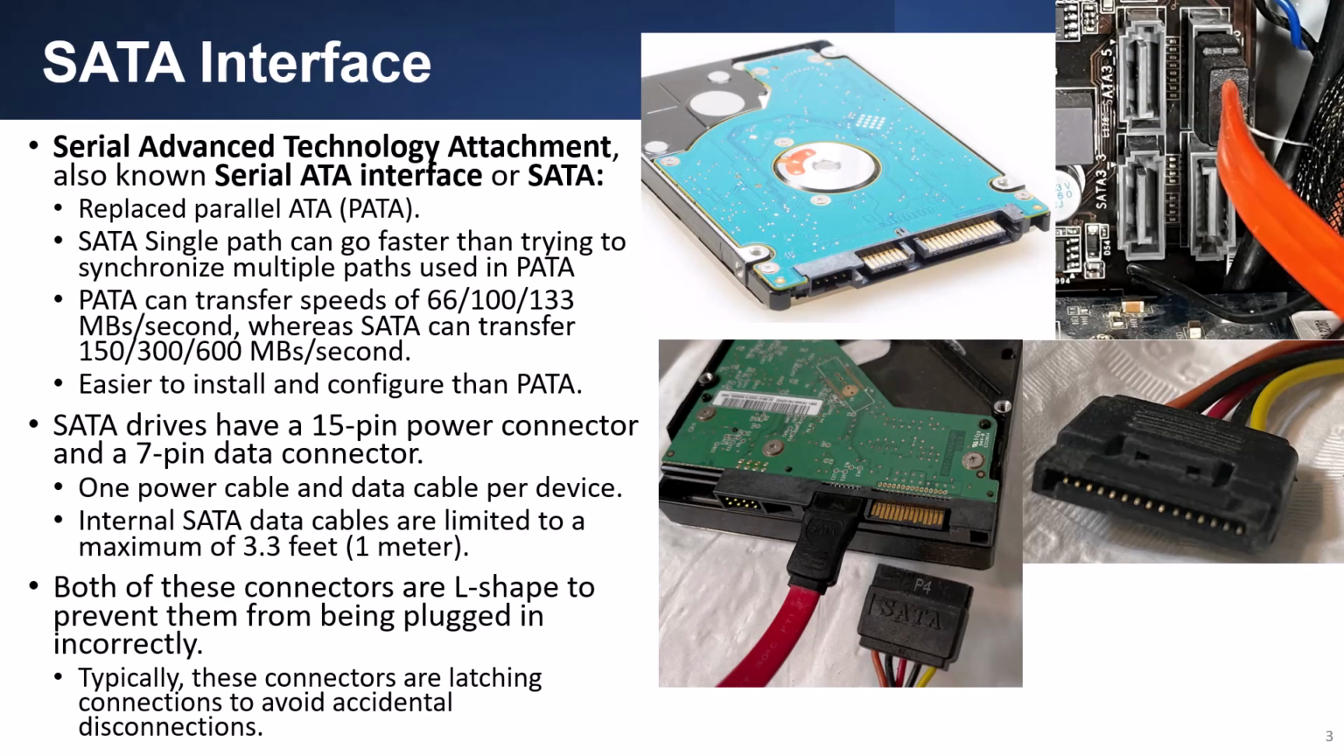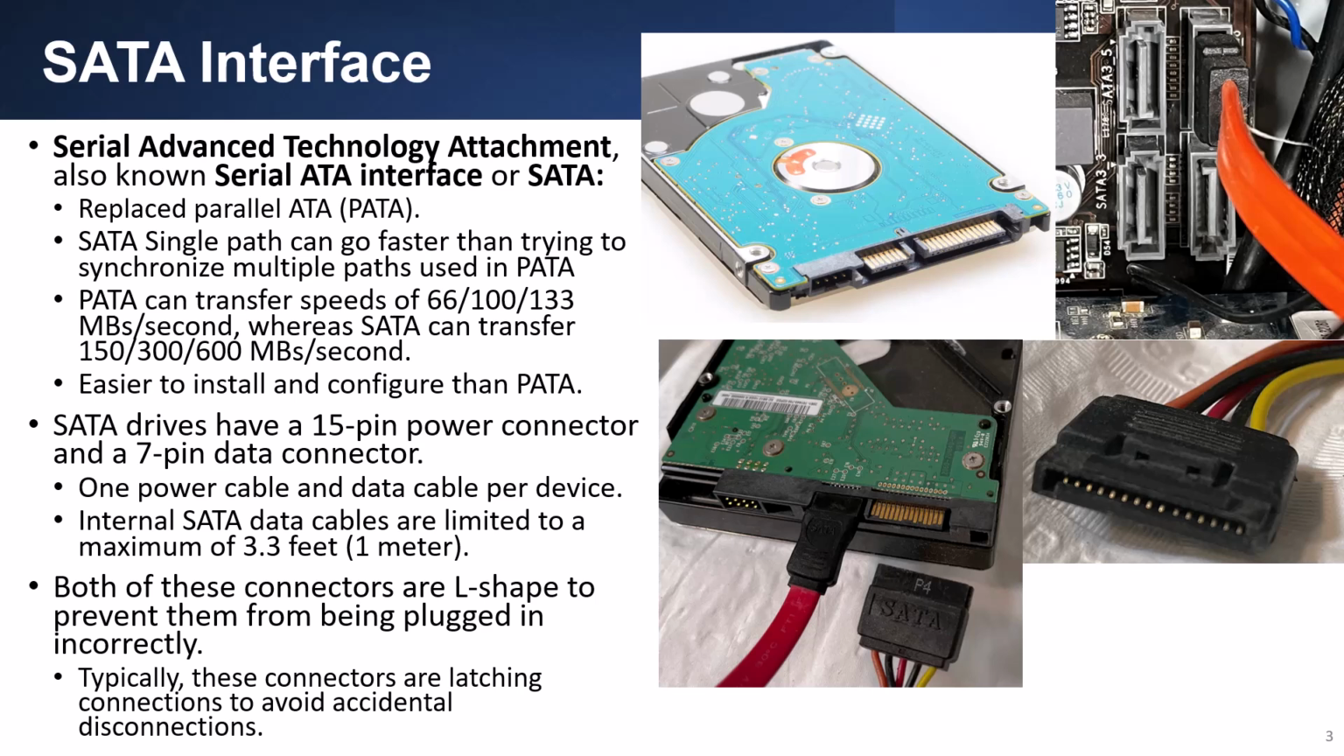Serial Advanced Technology Attachment, also known as Serial ATA Interface or SATA, replaced the Parallel ATA or PATA. A SATA single path can go faster than trying to synchronize multiple paths used in PATA. PATA can transfer speeds of 66, 100, and 133 megabytes per second, whereas SATA can transfer 150, 300, and 600 megabytes per second. It's easier to install and configure than PATA.